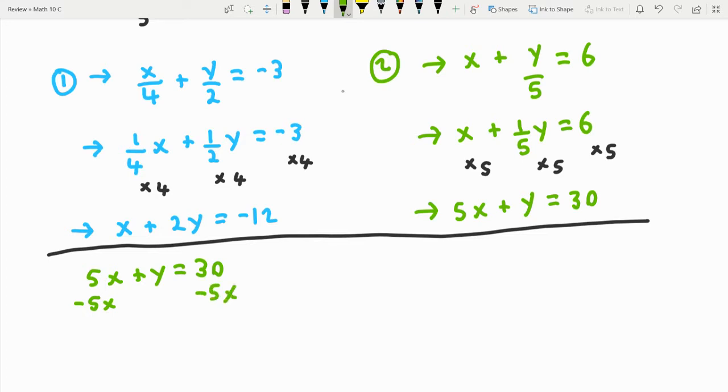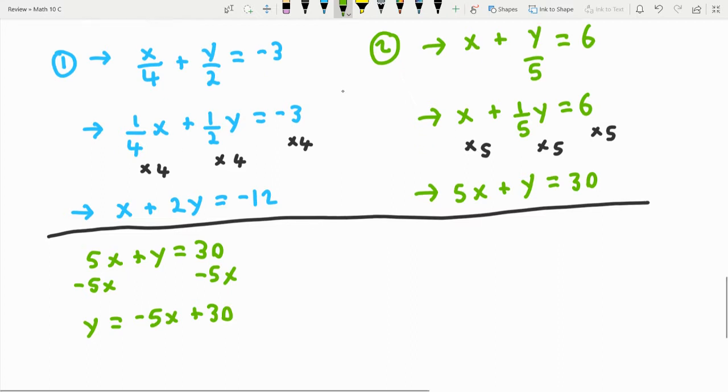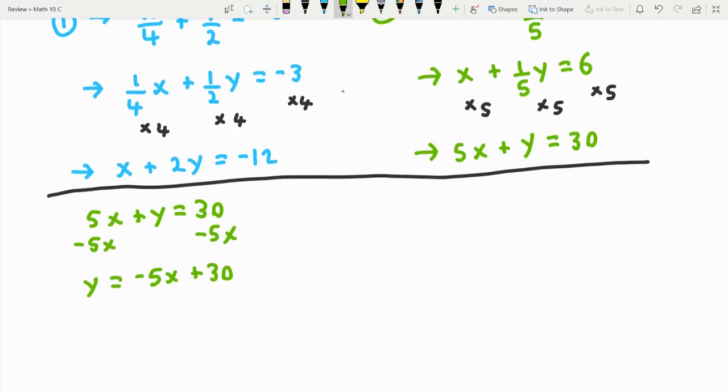And when we subtract 5x from both sides, what we're left with is y equals negative 5x plus 30. Okay, so now we have isolated y in equation 2. So now we want to plug equation 2 into equation 1. Okay, so for equation 1, I have x plus 2y equals negative 12.